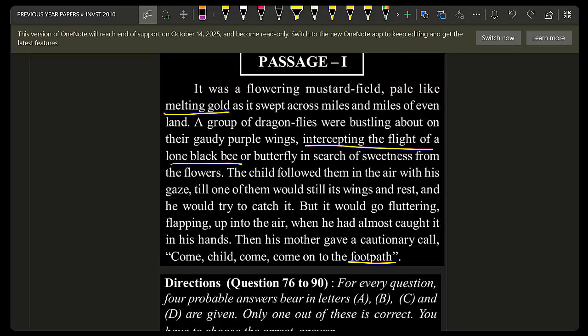Cyber then, what is your doubt? Sir, what is the meaning of gazing? Gazing means looking at, staring at them with interest. Okay, sir. Chidrupa, what's your doubt? Sir, swept means? Swept means they spread across so much of area that is swept. Okay, we'll go with the next passage.